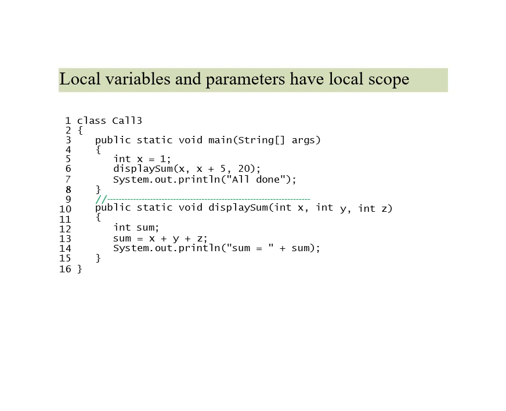All right. Then display sum returns to the caller. But when that occurs, the variable sum will be destroyed. It goes away, and the x, y, and z parameters are destroyed as well. They go away. And then on line 7, it just displays all done.